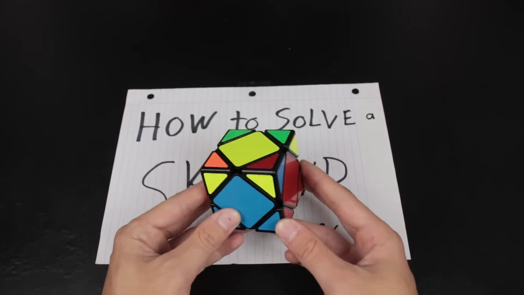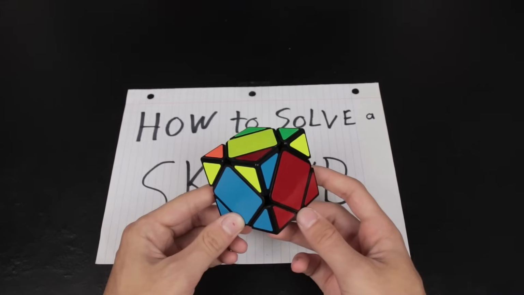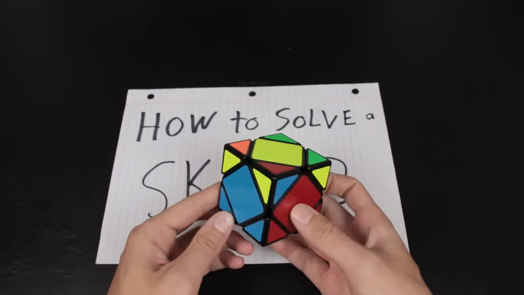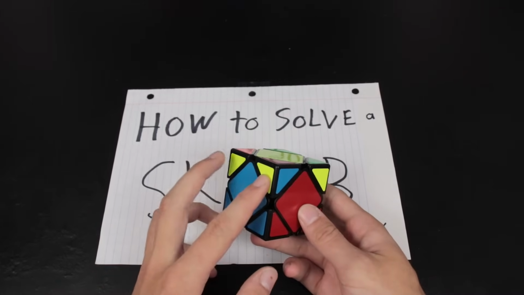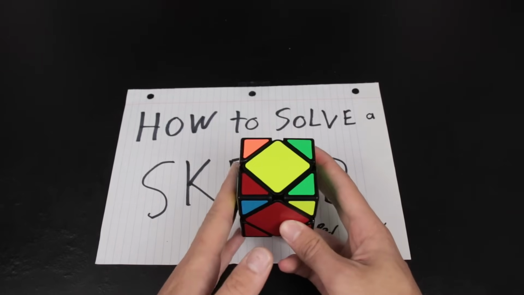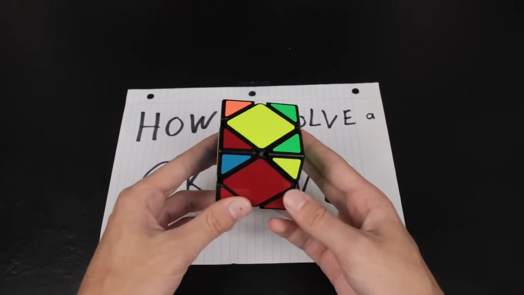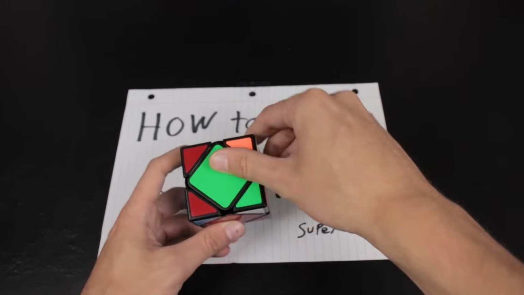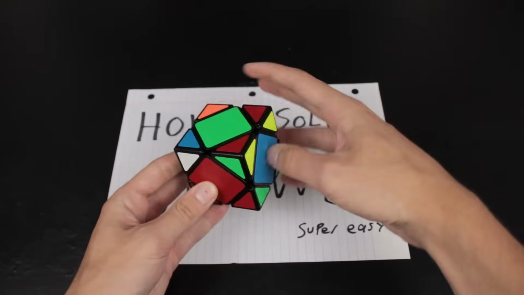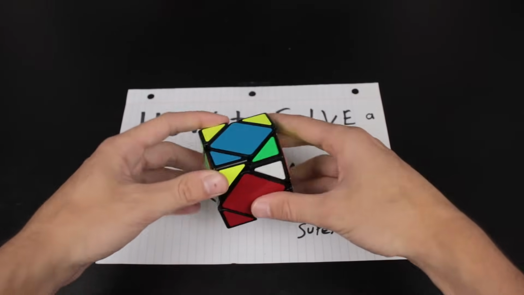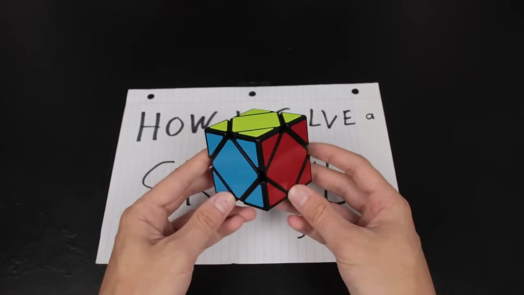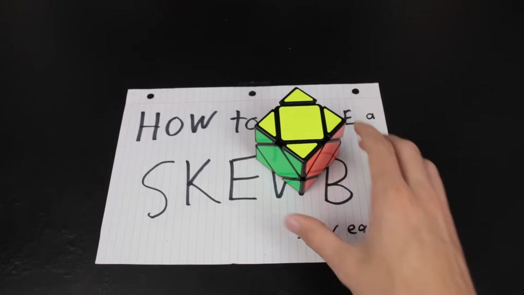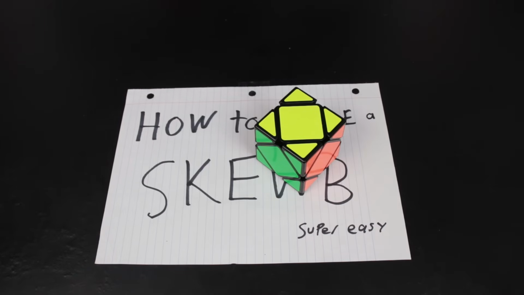So when we get this case, and this is the case that we want because we're just 1 algorithm away from solved, we're going to take the 2 yellows that are next to each other and put them on the left so that they're facing out this way. And now we're just going to do that algorithm 1 more time. So down, down, up, up, down, down, up, up. And now we're solved. And there we go. That is how you solve the Skewb.